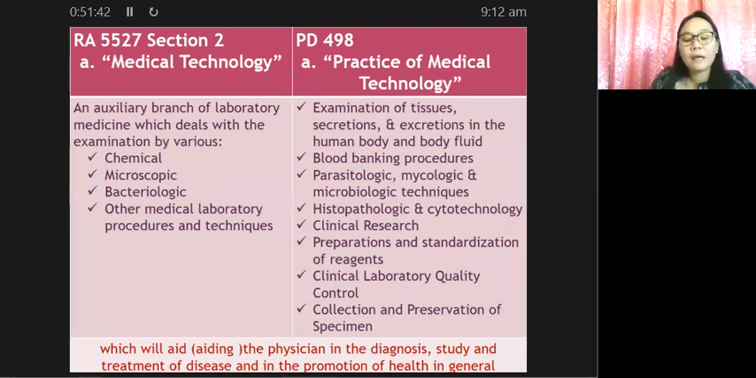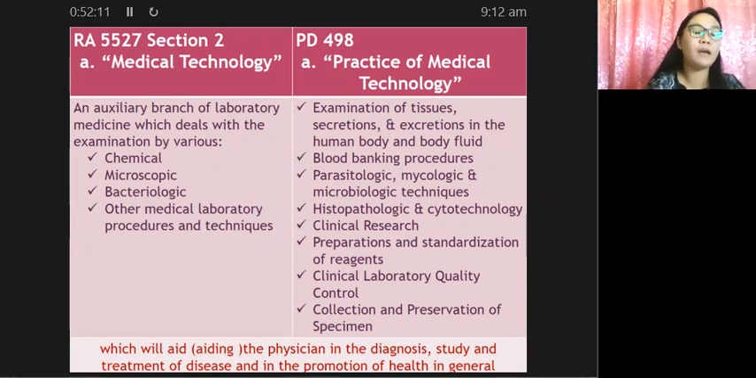Okay, so again, just like what I mentioned previously, the term "medical technology" is already amended and it is now "the practice of medical technology." Okay, yes. So if we compare your new definition, the amendment, it was necessary in the case that it became more detailed, okay? It became more encompassing.